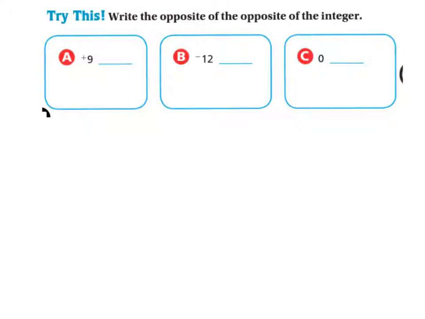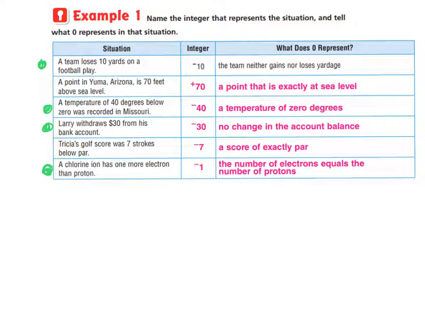Okay, so go ahead and write the opposite for these three integers. To check your work, opposite of positive 9 is negative 9. Opposite of negative 12 is positive 12, or we could just write 12. And 0 is the opposite of itself, so the opposite of 0 is just 0. We are just going right on through this.